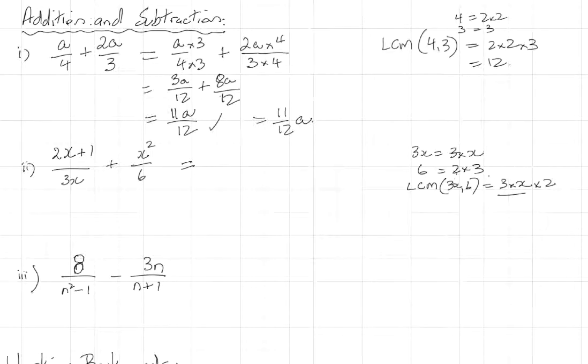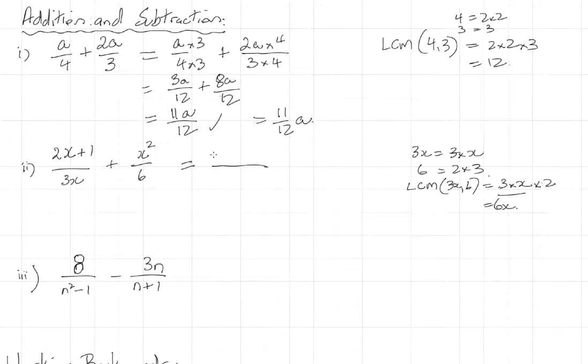Then go to the second lot and say, have we got a 2? No, add the 2, we'll multiply by another 2. Have we got a 3? Yes, we have, so we don't. So 6x is the LCM. So we're going to make both of these denominators into 6x.